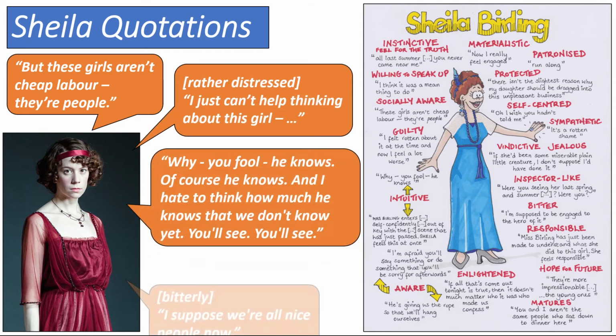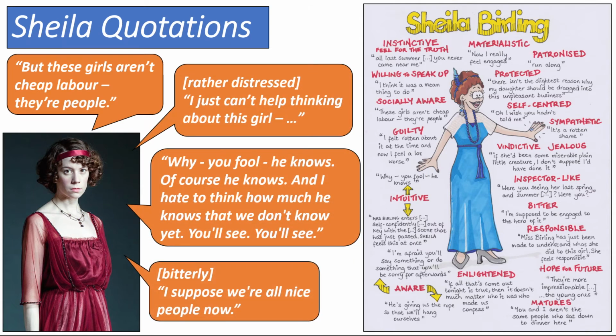Right, these four quotations here I think are perhaps some of my favourites, because I think they show her journey, they show her mentality. Perhaps one of the most important quotes in the whole play is "But these girls aren't cheap labour, they're people." It seems such an obvious fundamental point, but it's one completely lost on Mr. Birling, and it is her social awakening, it's her conscience. She gets it: why are we not treating human beings like human beings? Why are we seeing them as slaves, as labour to be exploited?